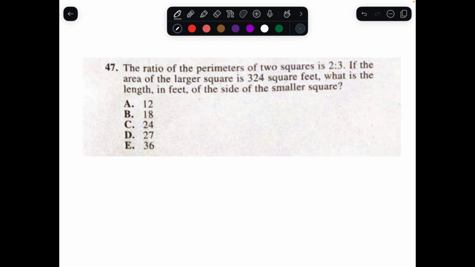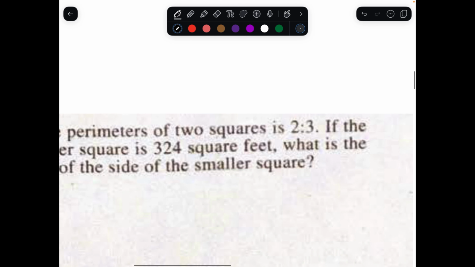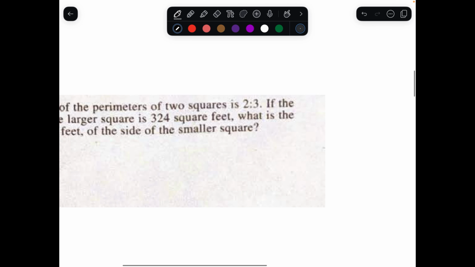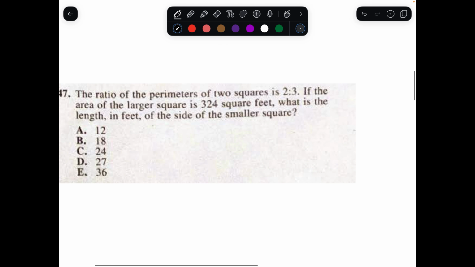So for this problem, what I would do first is figure out the side length of the larger square. Then I would find the perimeter of the larger square. Then I would use this ratio to figure out the perimeter of the smaller square. And then I would figure out the side length of the smaller square.